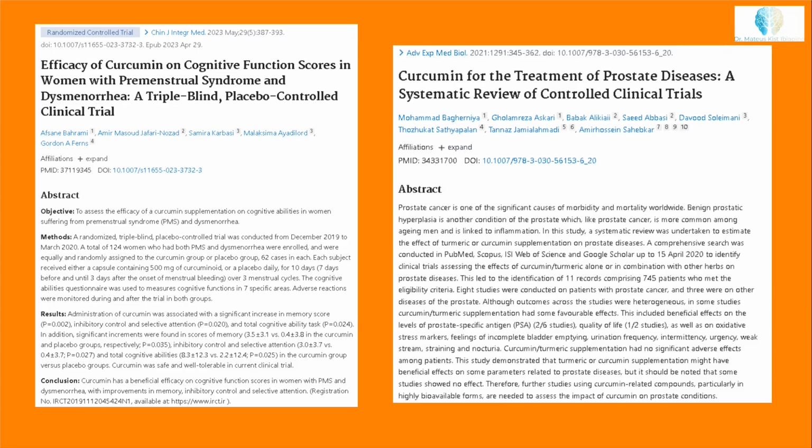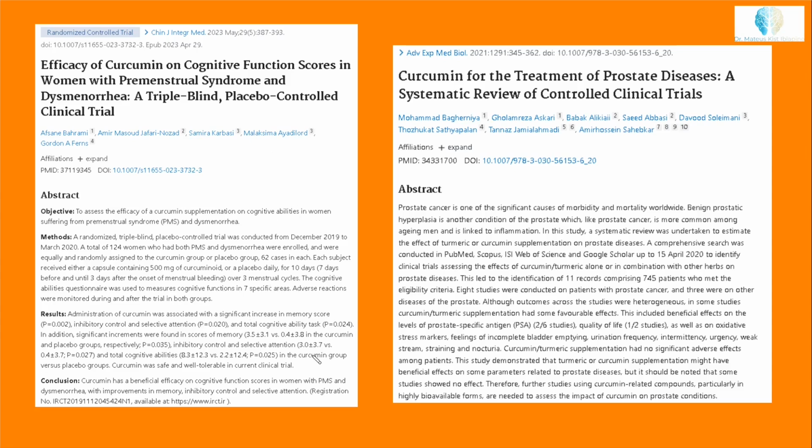Here we also have two studies. On the left, this is a randomized clinical trial that studied the effect of curcumin on cognitive function in women with premenstrual syndrome and dysmenorrhea. They had a total of 124 patients, 62 in each group. The patients received either curcuminoids or placebo for 10 days, from 7 days before to 3 days after the onset of the menstrual bleeding, over 3 menstrual cycles.